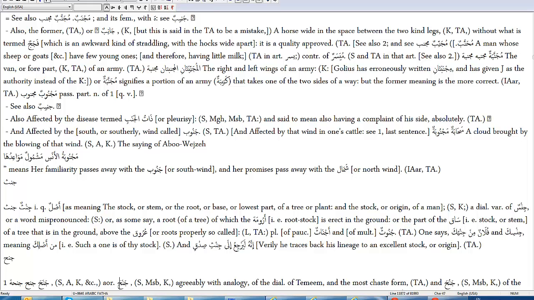And of course, my purpose and the purpose of so many other people is to utilize this Lane's Lexicon to study and understand the Quran and its language.